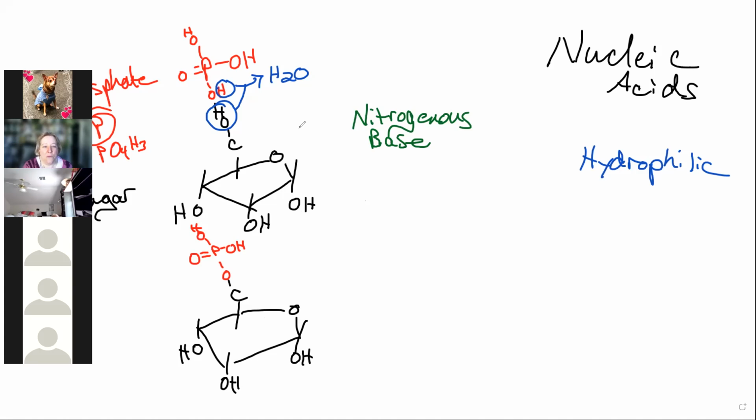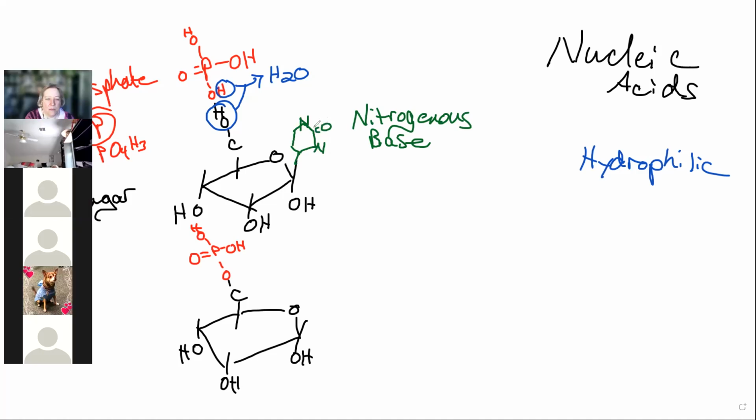All right, so for a nitrogenous base, I've got either a 1 or 2 ring. On this one, I'm going to draw 1 ring, and it's got a bunch of nitrogens on it, and it might have a double bonded oxygen. Over here, I'm going to put a double ring, and I have a bunch of nitrogens. That's why we call it a nitrogenous base.